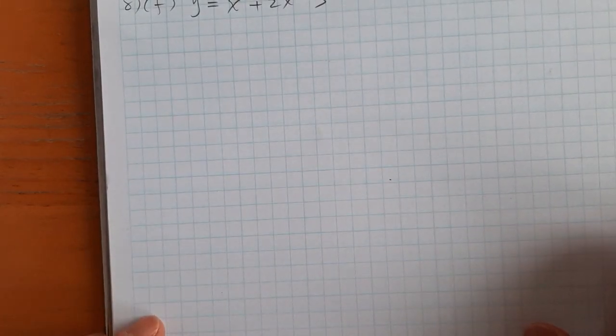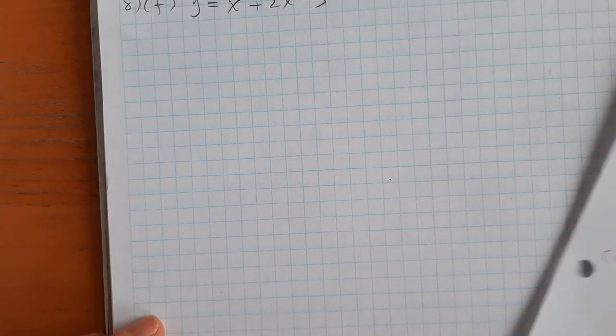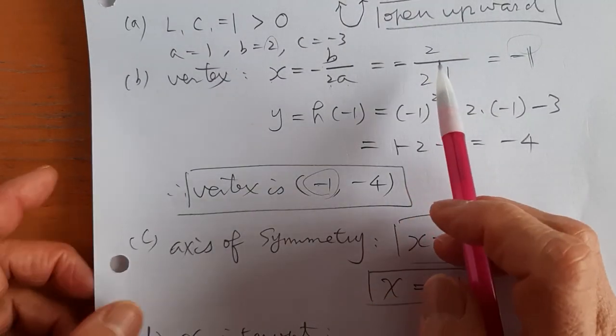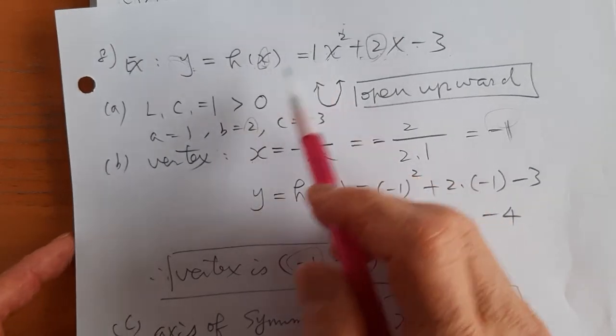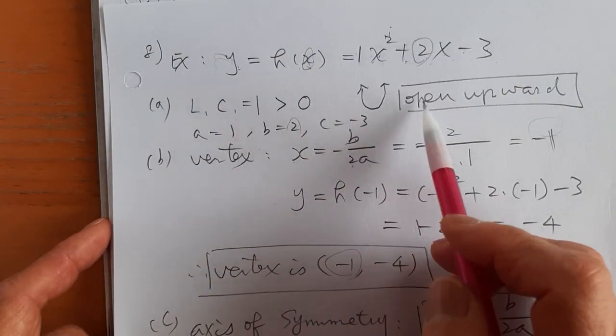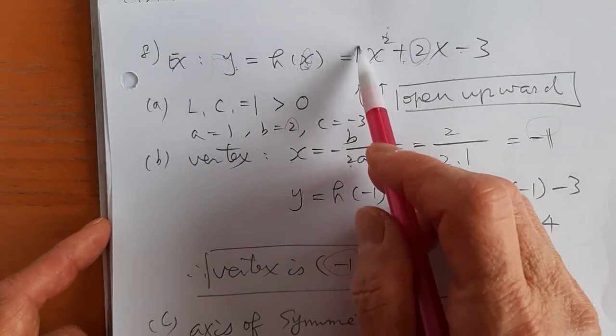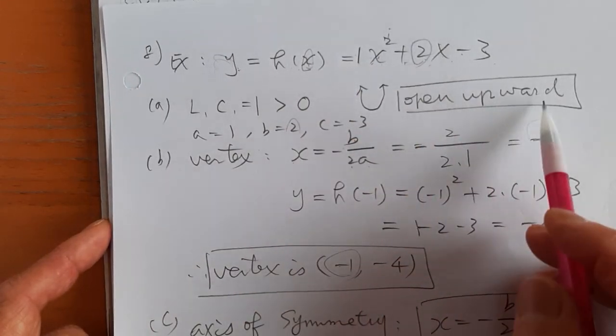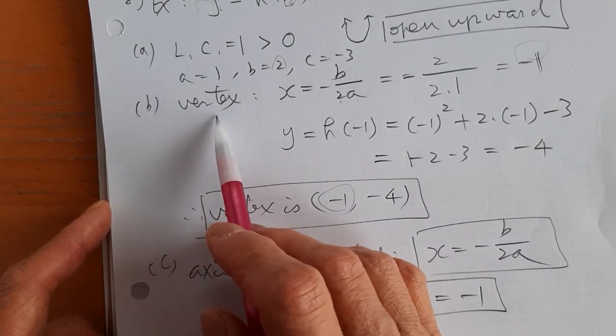Question 8 has parts A, B, C, D, E, F. A: we find out that because the leading coefficient is 1, greater than 0, the parabola opens upward. If the leading coefficient is negative, it opens downward. B: find the vertex.